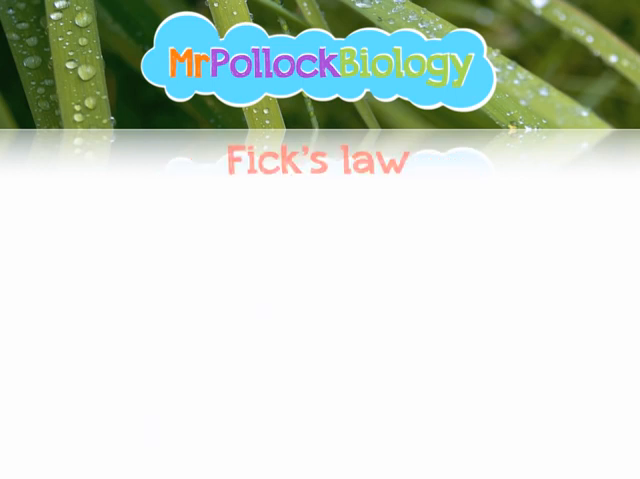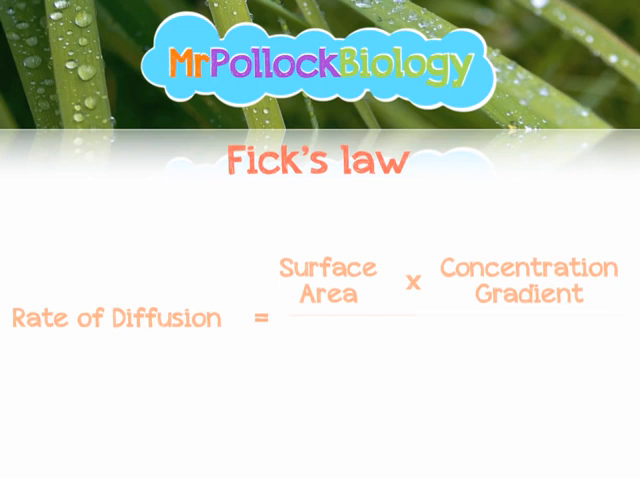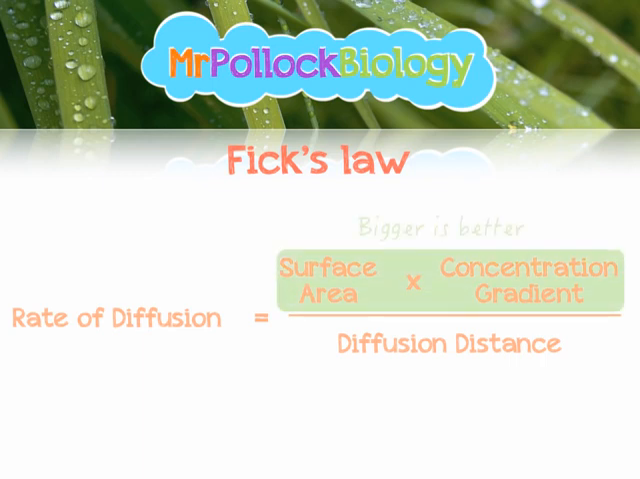So it's also useful to understand something called Fick's law, which determines the rate of diffusion. The rate of diffusion is determined by the surface area multiplied by the concentration gradient divided by the diffusion distance. So anything on top is better if it's bigger. So it's better to have a large surface area, it's better to have a large concentration gradient because that's going to give us a big number on top.